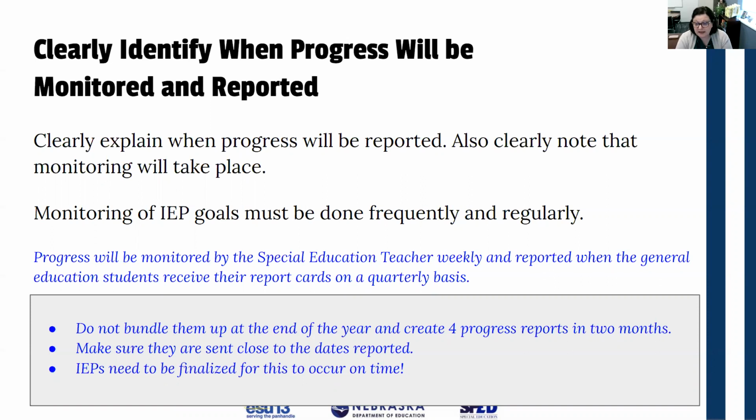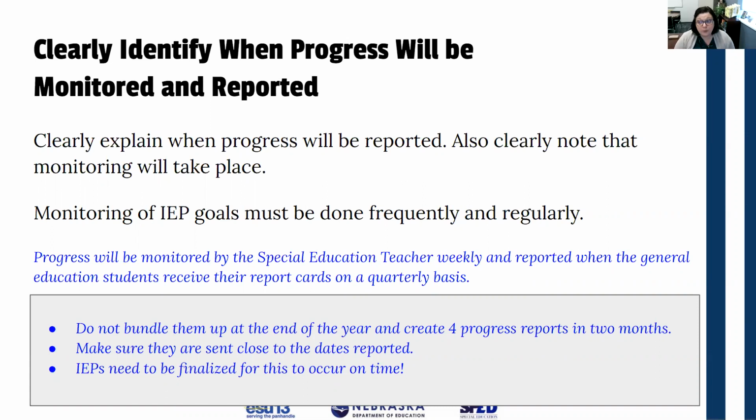I used to have data binders, and I would take all of my data binders and I would look about every other week and I would look at the progress. And so I would write in mine, progress will be monitored by the special education teacher every other week and reported to general education students when they receive their report cards. So I would write that in there because that meant that I was doing the monitoring. I was being very clear about what my goals were.